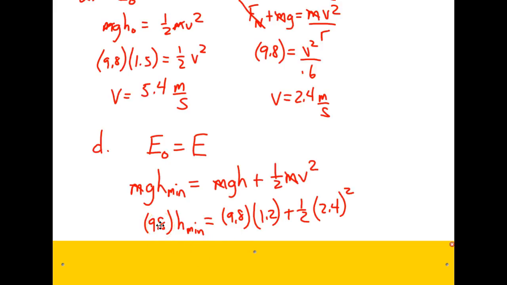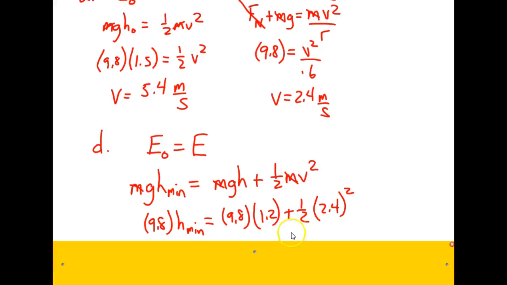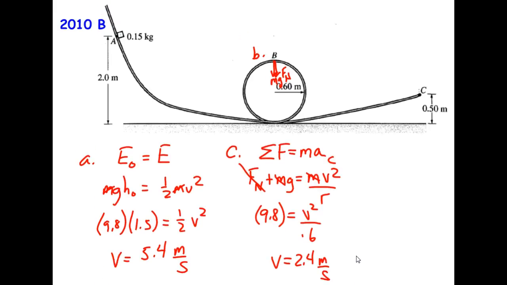We know that 9.81 times h min equals 9.81 times, since the radius of the circular path is 0.6, the diameter of the circle is 1.2, and that is B's height above the base level, plus 1/2 times 2.4 meters per second that we found earlier. Don't forget to square that in your kinetic calculation. Solve for h min, and you should get 1.5 meters to 2 digits. There you have it for 2010 Form B.